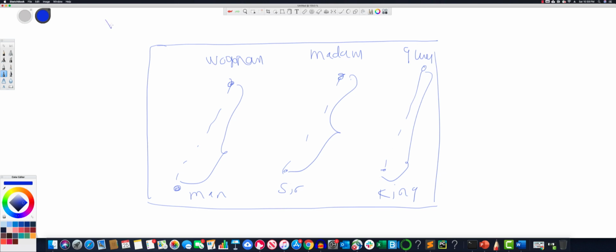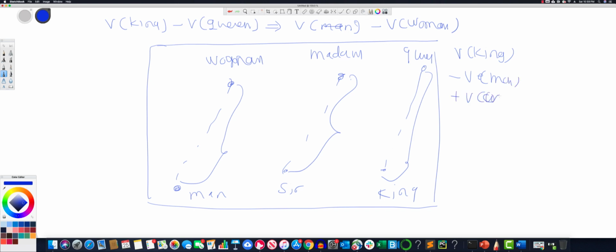So we can use algebraic properties to derive interesting vectors. For example, vector of king minus vector of queen should give you a vector which is very close to vector of man minus vector of woman, right? Similarly, you can also do vector of king minus vector of man plus vector of woman. This should give you a vector which is very close to the vector of queen. So you see how word vectors yield interesting properties that can be exploited using algebraic equations.